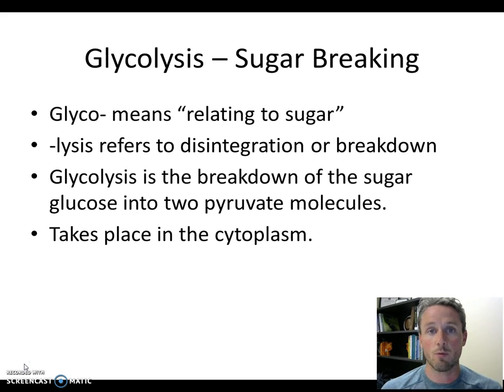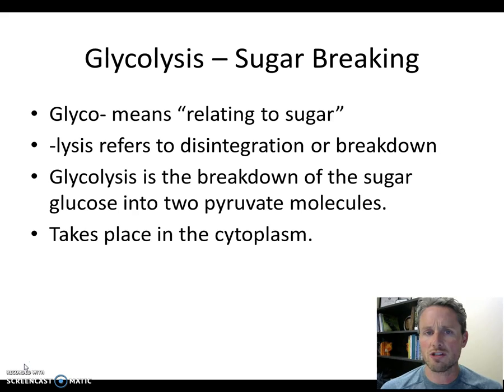This is a step where we're really doing sugar breaking. The beginning of this word, glycolysis, glyco, means relating to sugar. The second half of that word, lysis, refers to disintegration or breakdown. So put those two parts together, glycolysis, we're doing the breakdown of sugar. For glycolysis, we're going to be talking about one specific sugar, and that's glucose. We're going to break it apart into two pyruvate molecules.